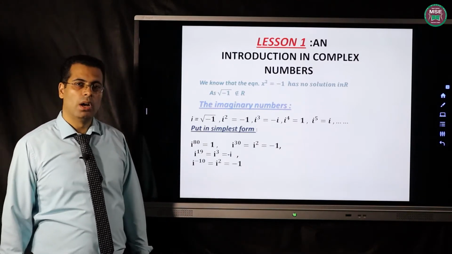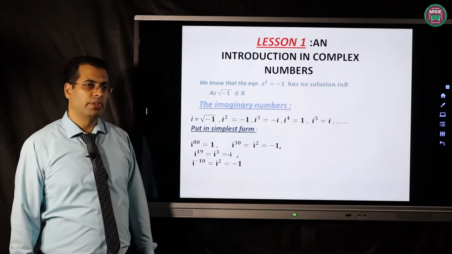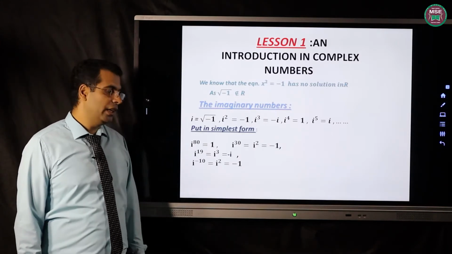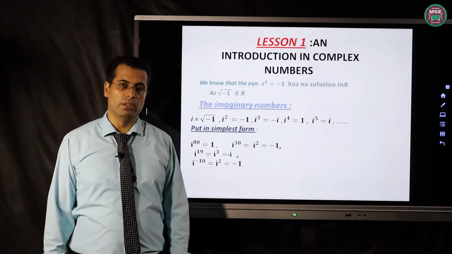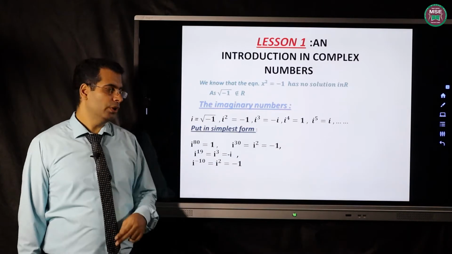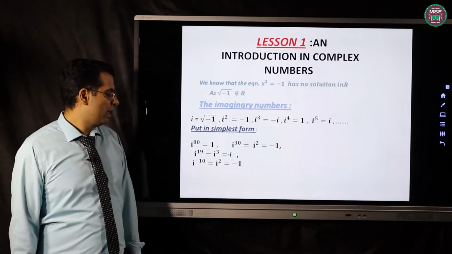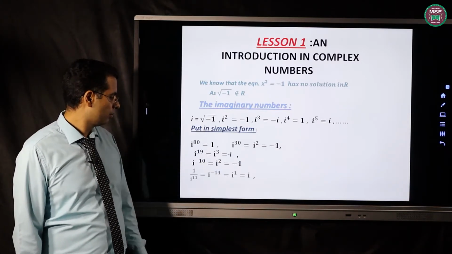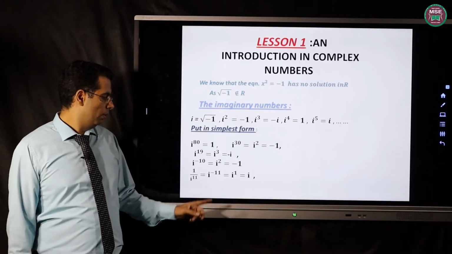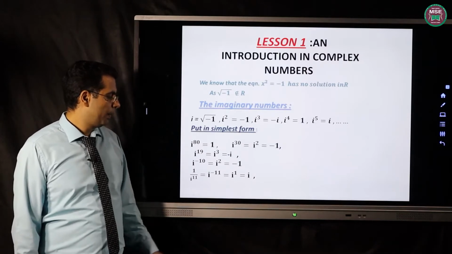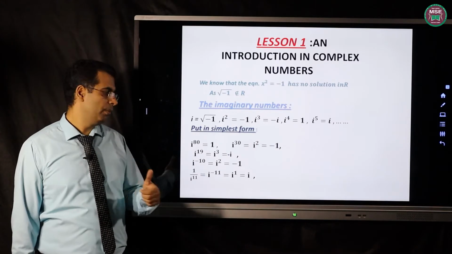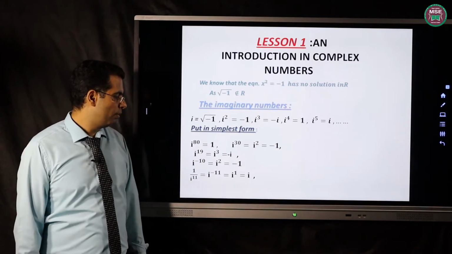Another example, I power -10. -10 is not divisible by 4. The number which is less than -10, of course -11, is not divisible. -12 is divisible. Then we have 2 as the remainder. I power 2 in simplest form equals -1. Now 1 over I power 11 equals, as we know, I power -11. -11 is not divisible by 4. -12 is divisible by 4. Then the remainder is 1. Its simplest form equals I.